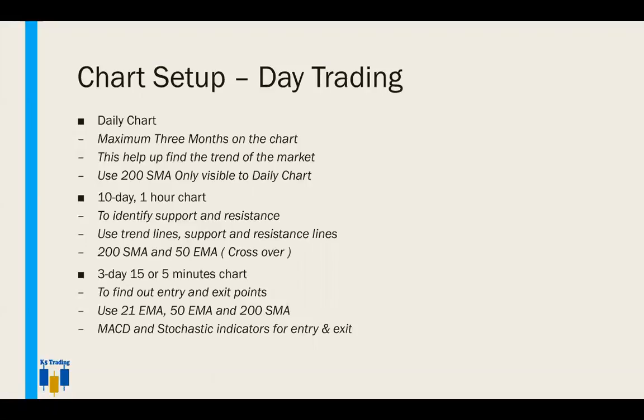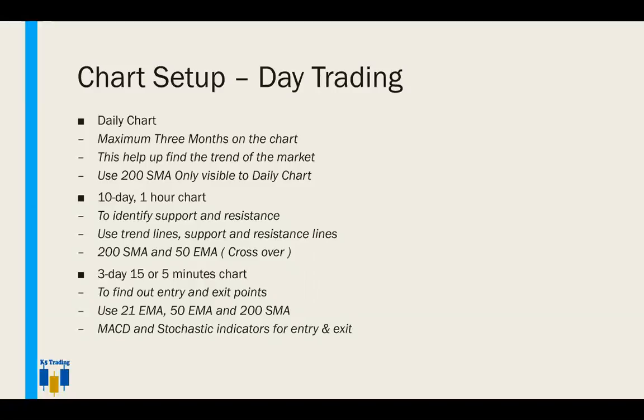What you need to do on a daily basis when you start your day trading. You need to see the daily chart, a maximum of 3 months on the chart, or 2 years if you want. Use a 200 simple moving average on the daily chart. This helps you to find the trend. On the 1 hourly chart, maximum 10 days, use 250 EMAs for the crossover and to see the trend, and use the trend line, support line, and resistance line to identify the support and resistance zone and do your trading based on that.